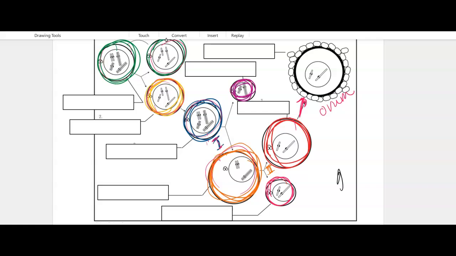And then that's going to go through meiosis 2 and divide the chromosomes even more into two cells, one of which is going to be really big, called the ootid, and one of which is going to be really small, which is called the secondary polar body. Polar bodies cannot be used for fertilization purposes. They'll just get reabsorbed back into the body. This is going to end up developing into that mature ovum.